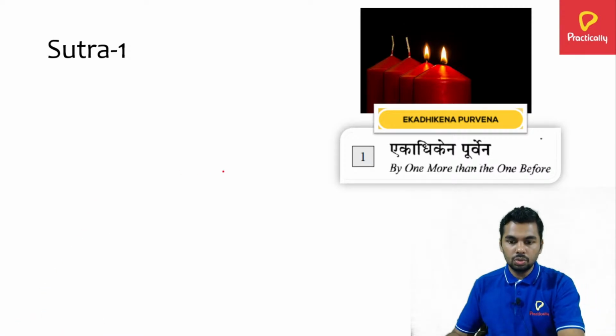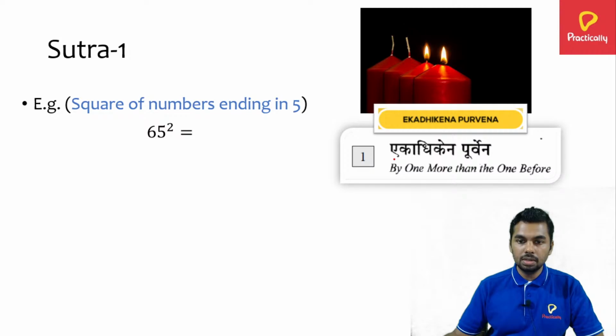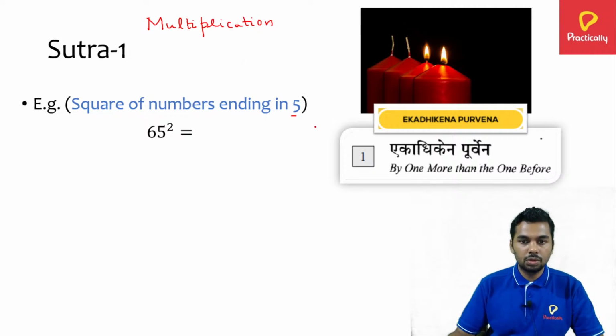All right. So we are going to see some examples of Sutra 1. Sutra 1 is also called Ekadigena Purvena, or by one more than the one before. The example is the squaring of digits ending in 5. These are examples from multiplication, so we are only looking at multiplication examples. The first example is: what is 65 squared? Which is the easiest method to do it?